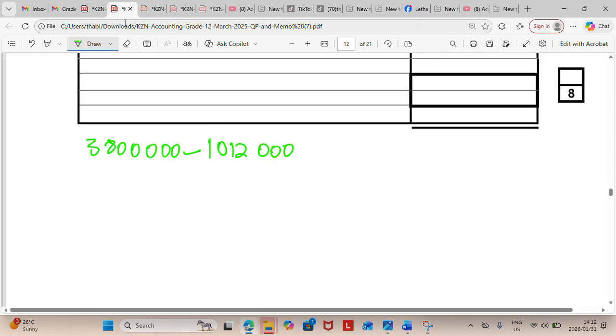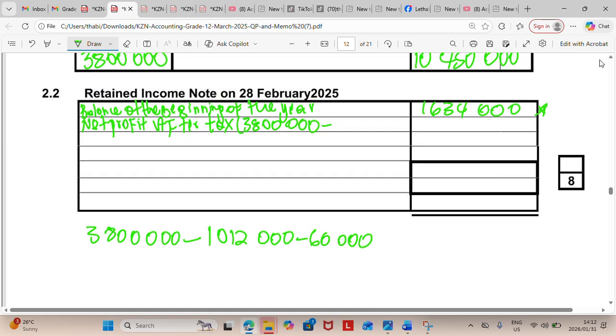So we go and minus here, guys, 60,000, and then we'll find our net profit after tax. Okay, so you can just add these two amounts and minus here, or you can just say 3,800,000 minus 1,012,000 minus 60,000, and then you get net profit after tax of 2,728,000.